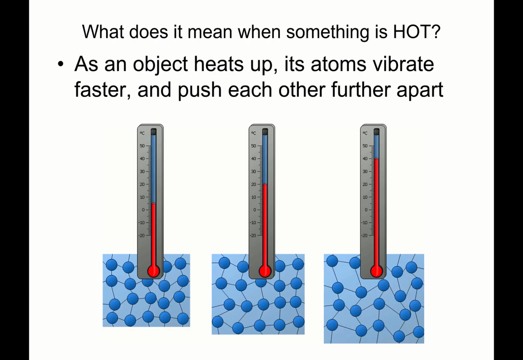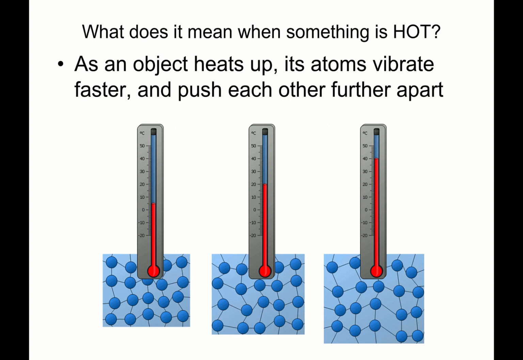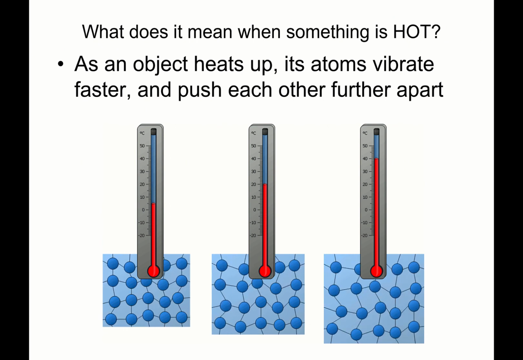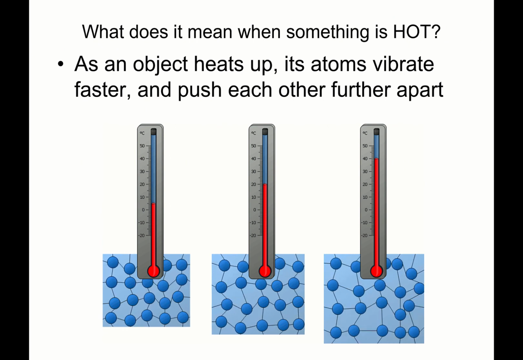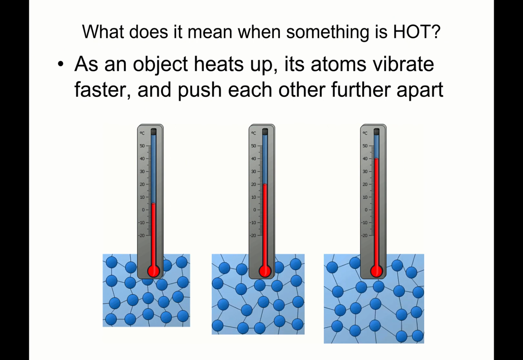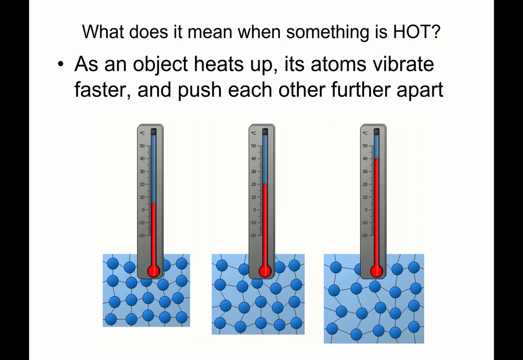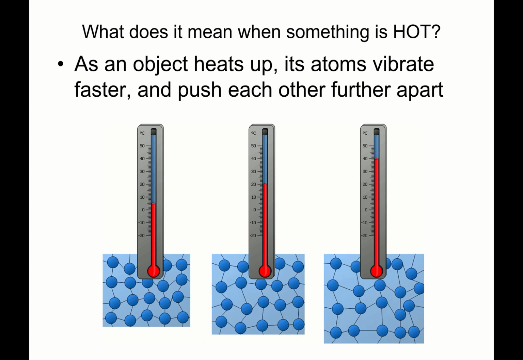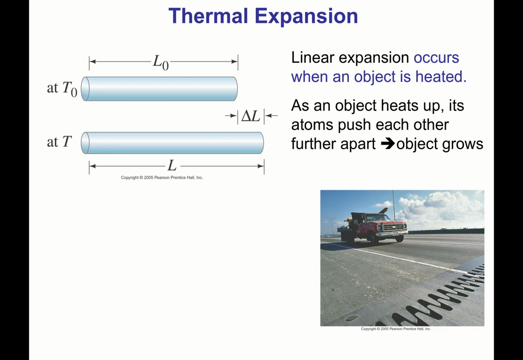So what does it mean when something is hot? Well, as an object heats up, its atoms vibrate faster and push each other further apart. So they vibrate harder and further. That means an object that's hotter in general gets larger. If something gets hotter and the atoms move further apart, it's going to get larger, and we call that thermal expansion. If you have a long straight object, its length will increase, and we call that linear expansion.